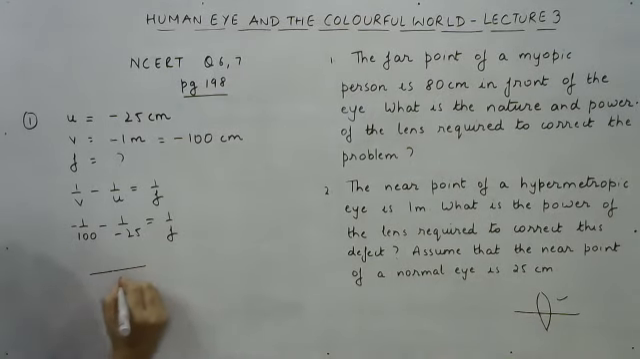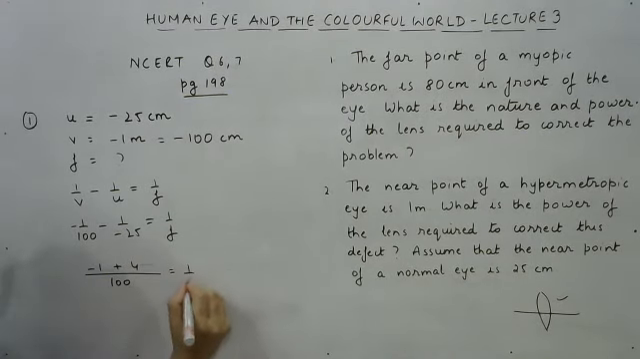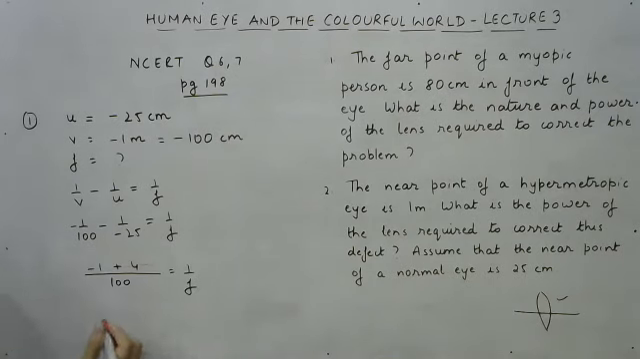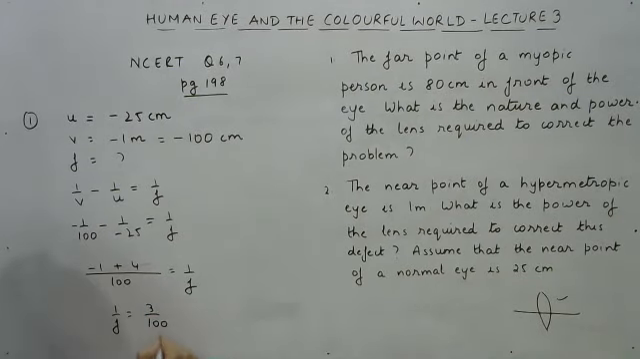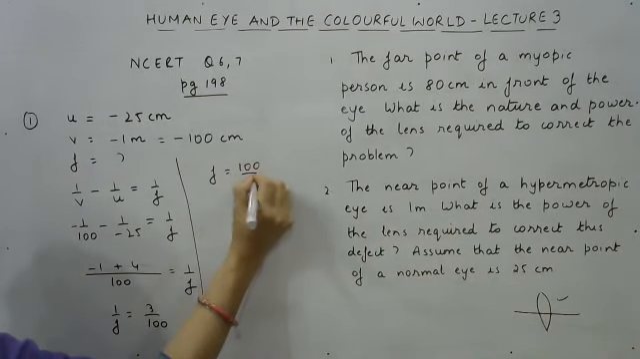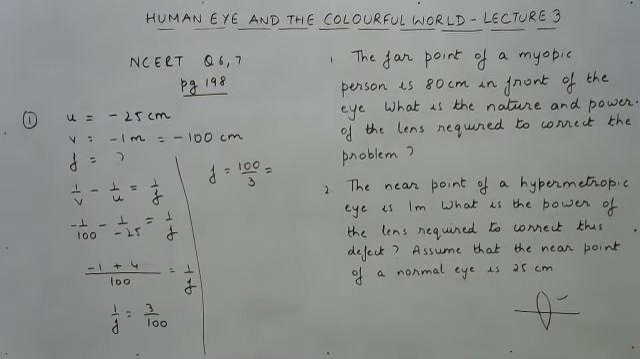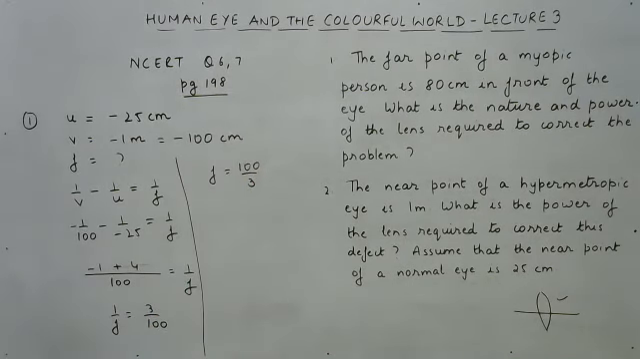100 and 25 give you an LCM 100. So this is minus 1 plus 4 over 100, and this is 1 by f. This comes out to be 1 by f is equal to 3 by 100 and f is 100 by 3. Since we don't need the focal length over here, we let it remain in fraction so that our calculation becomes easier in the next step.